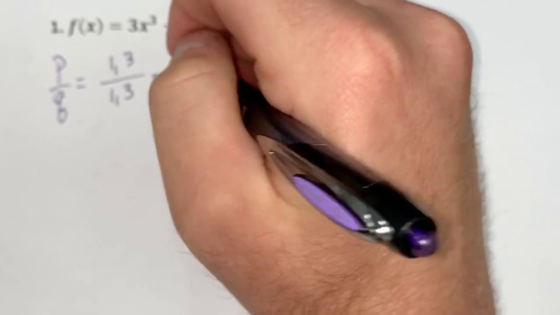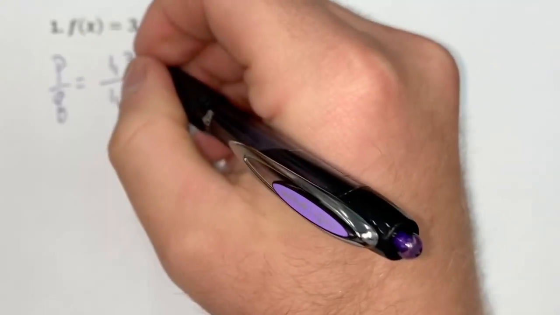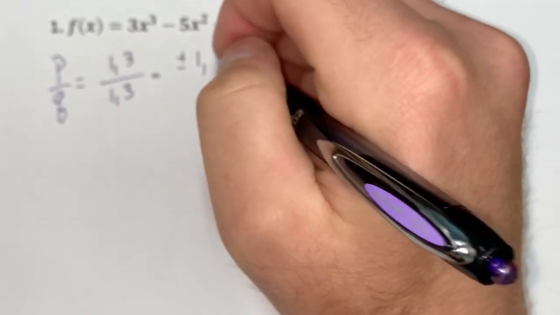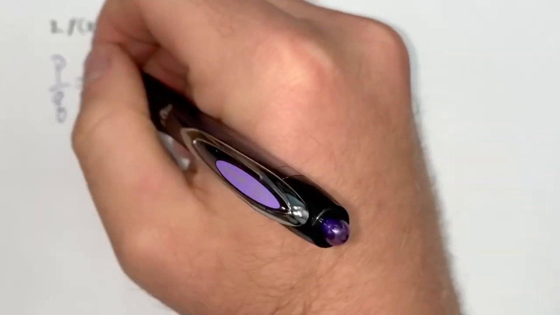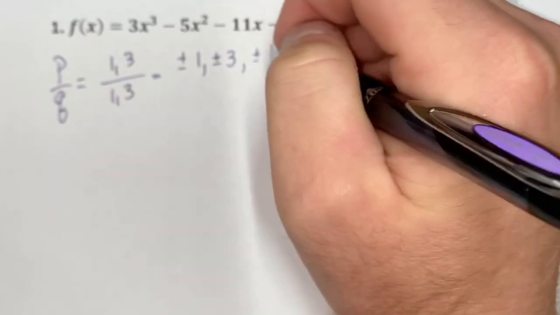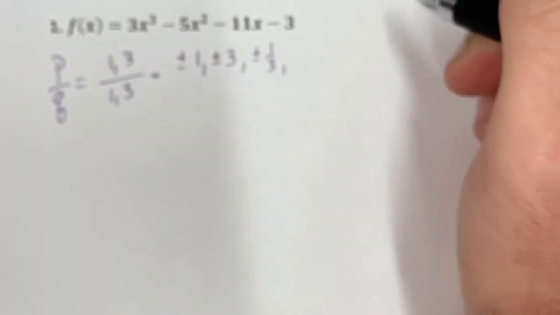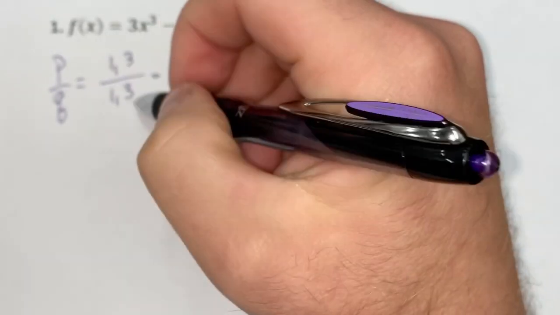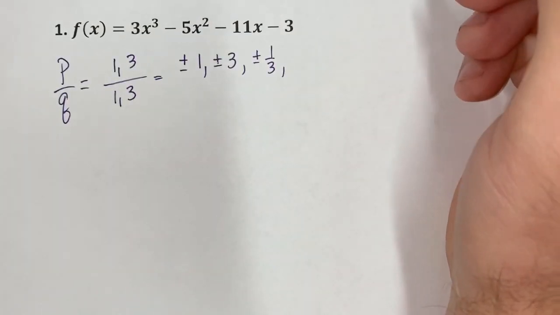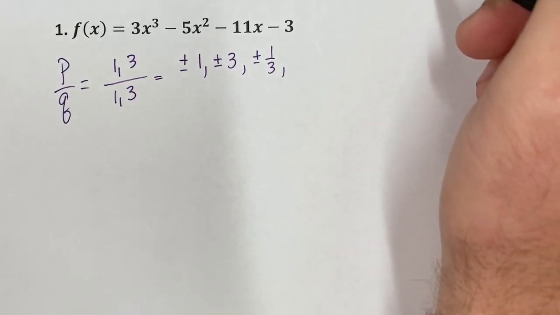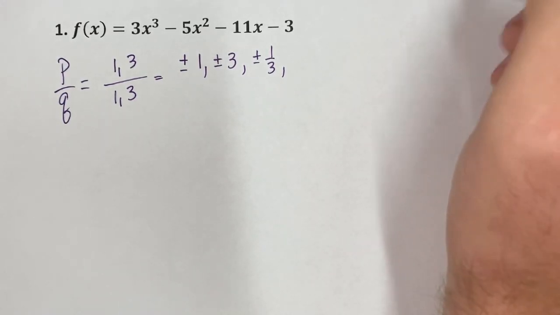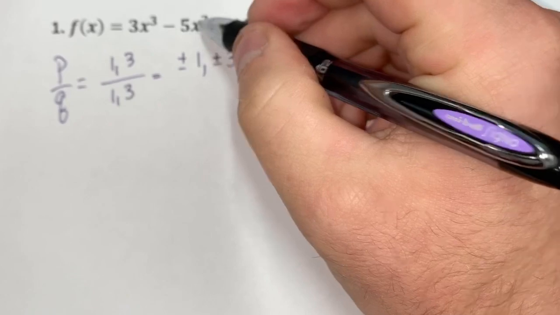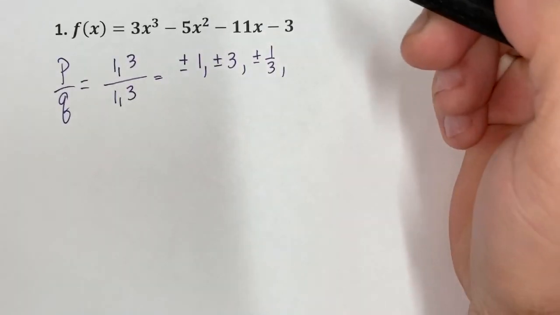So 1 over 1, positive or negative, is 1. 3 divided by 1 is 3. 1 divided by 3 is 1/3. And 3 divided by 3 is 1, we already have that. We would test these numbers and see which one works, which one gives me a remainder of 0. I can plug in the numbers for x and see which one gives me 0.